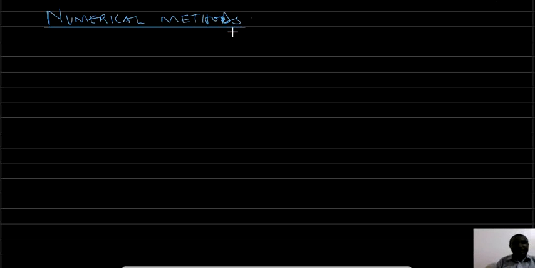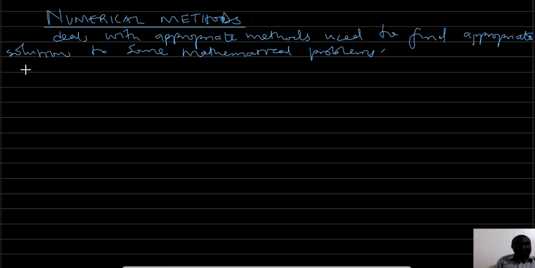Today we are going to look at numerical methods. Numerical methods is one of the big topics in mathematics paper 2 of A-level, and it deals with appropriate methods that are used to find appropriate solutions to some mathematical problems. Under here we shall look at linear interpolation and extrapolation.